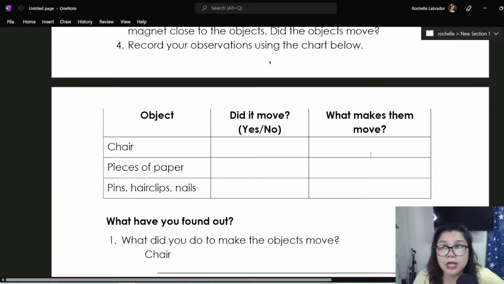So, what is the action or certain object that made it move? And then pieces of paper, did it move, yes or no? And then what makes them move? So you can answer it with the action done or the object used. Next, pins, hair clips, and nails, did it move? And then what makes them move?